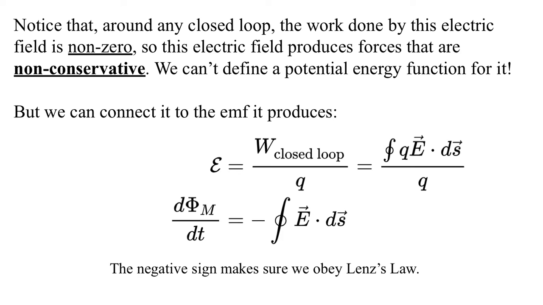That is, the EMF is the work around a closed loop over a charge, and the work around the closed loop is qE dot ds. The charges, of course, cancel out, and we get that the EMF is just the integral of E dot ds. That means that the rate of change of magnetic flux is minus the integral around a closed loop of E dot ds. The negative sign is to respect Lenz's law.